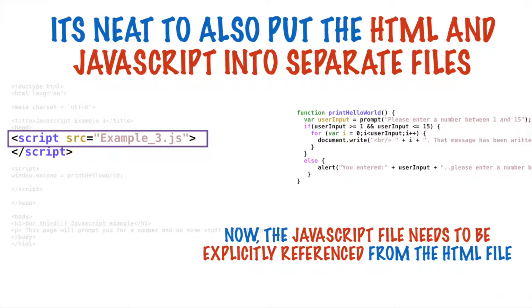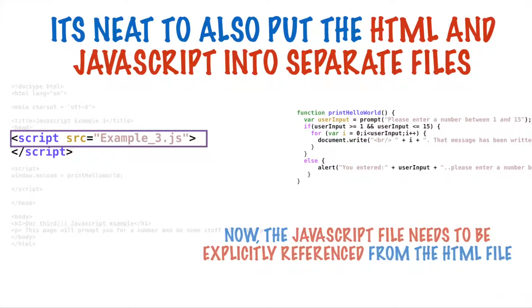The JavaScript file needs to be explicitly referenced from the HTML file in order to indicate that there is an association between these two. There has to be a way to indicate that the behavior of that HTML page can be affected by this JavaScript. And this is done by the source attribute in the script tag of the HTML.